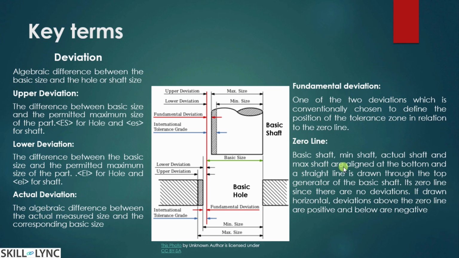So why are there so many terms like the basic shaft, the basic size, and the zero line, all those things? It is because we are fixing references from where you are considering the tolerances or the deviation. So these are the key terms that you have to see. What we have seen was the size, the limits, and now the deviation.